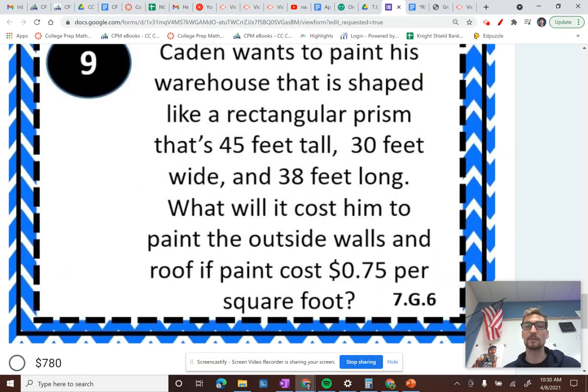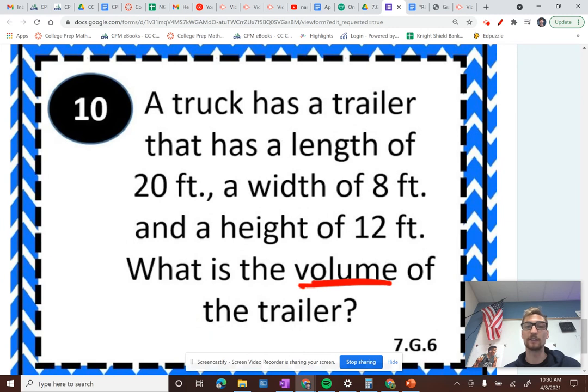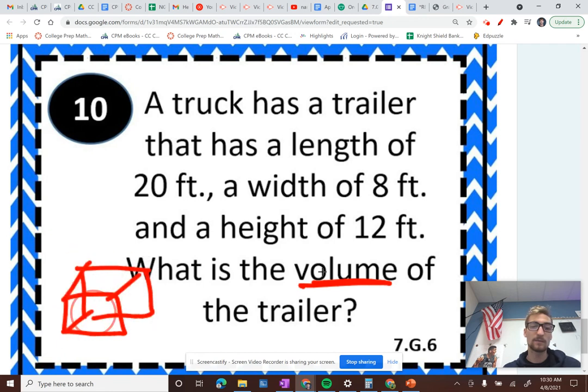All right, so we've done some problems on surface area, regular area, and then another question on volume to finish it off. A truck has a trailer that has a length of 20 feet, width of 8 feet, and a height of 12 feet. So I go ahead and draw out this trailer that we see here. And so we've got length of 20, width of 8, and a height of 12. All right, go ahead and give it your best shot.